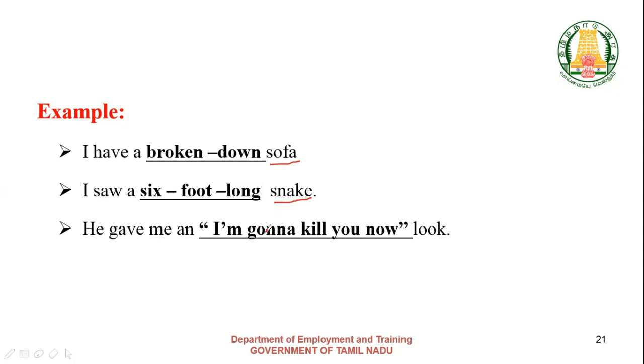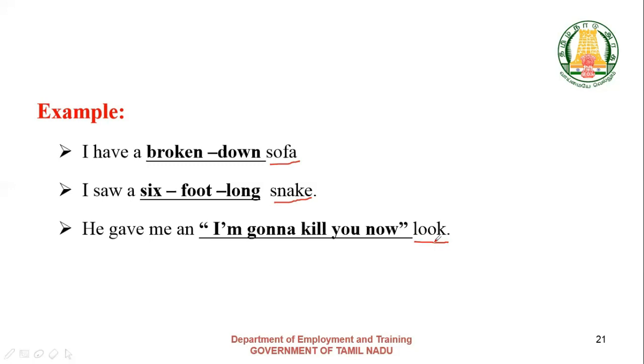Third example: he gave me an, I'm gonna kill you now look. I think he may be very angry or very ferocious at you. So he gave me an, I'm gonna kill you now look, which means very ferocious, very angry. I'm gonna kill you now can be a sentence. Basically, it's a compound phrase. Here, the word look is a noun.